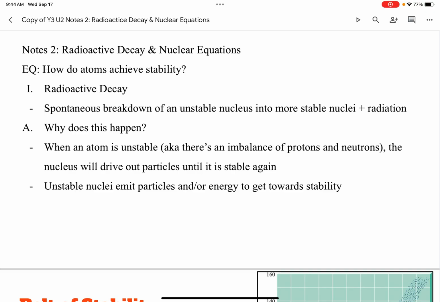So this will be the introduction for your notes. Go ahead and pause me if you need to, and write all of these notes. I'm going to read it out for you as well. Our essential question: how do atoms achieve stability? Our first section is on radioactive decay. It's the breakdown of an unstable nucleus into more stable nuclei, and we're emitting radiation, which is energy. So we're getting rid of extra nuclei and extra energy. Why does it happen? Because atoms hate being unstable. They want to be stable and happy. So our nucleus will drive out extra particles until it's back to stability.